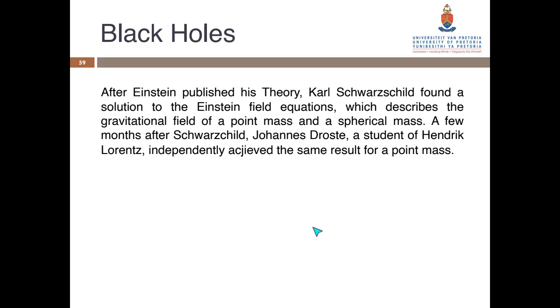So after Einstein published these equations, more specifically his field equation, Karl Schwarzschild found the solution to the field equations, which described the gravitational field of a point mass and a spherical mass. And a few months after Schwarzschild, Johannes Droste, a student of Hendrik Lorentz, independently achieved the same result for a point mass.